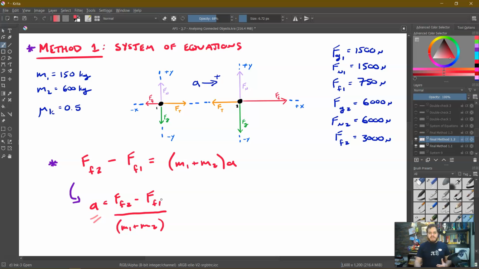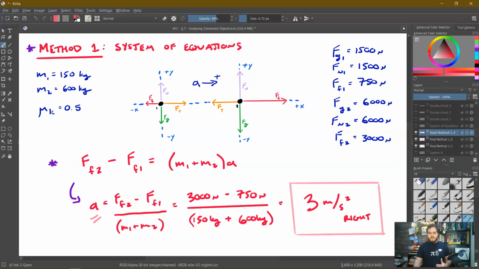So I can plug in Ff2, Ff1, m1, and m2. We do that, 3,000 newtons minus 750 over 150 kilograms plus 600, and we get 3 meters per second squared to the right. That will be the acceleration of these teams. So we've now solved this problem using the system of equations method.